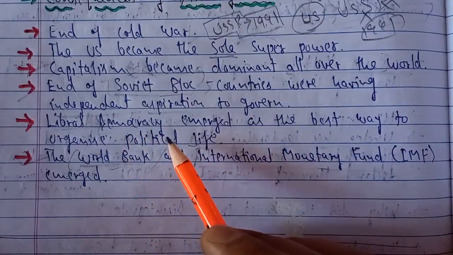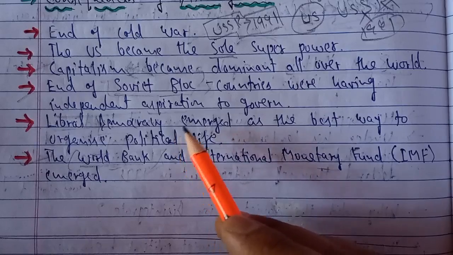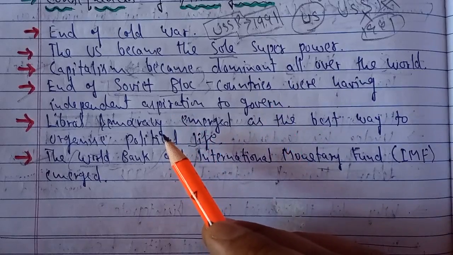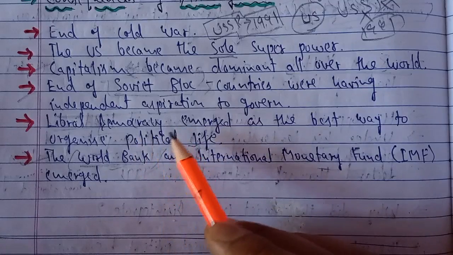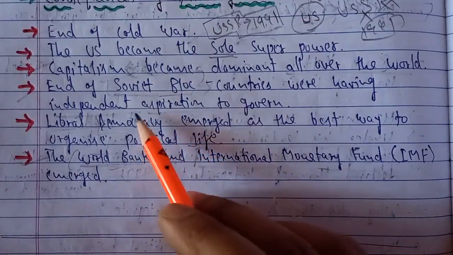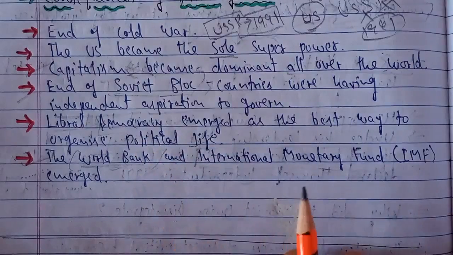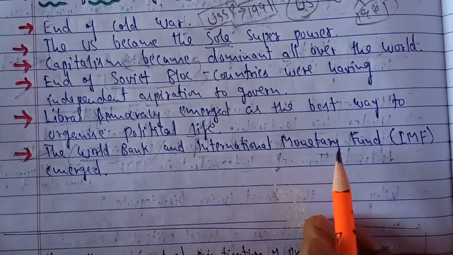was the best option instead of socialism or communalism, because we have seen the negative impact of socialism, which led to the disintegration of USSR. So automatically it was understood that liberal democracy was the best way to organize the political life of the people. And of course people had the desire to have democracy, which was absent under USSR.